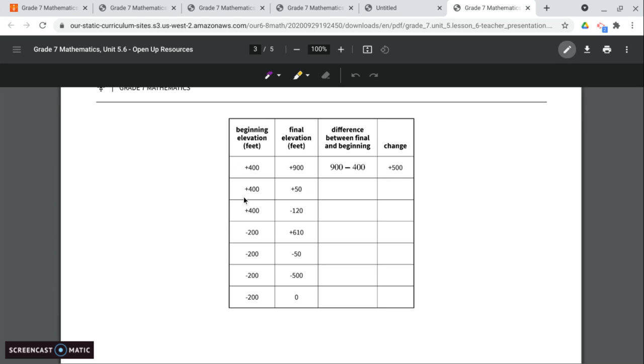So beginning elevation is 400, final elevation is 50. So we're going to take the 50 minus the 400, which will give us a negative 350, which tells us that they went down 350. Beginning elevation 400, final elevation negative 120. We subtract. That means that they went down negative 520 feet.